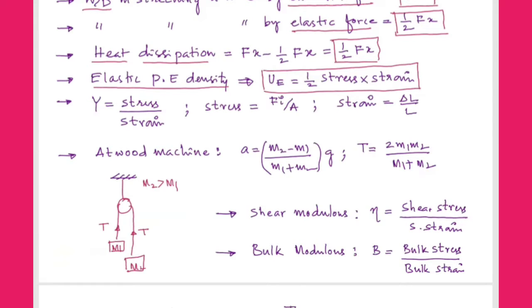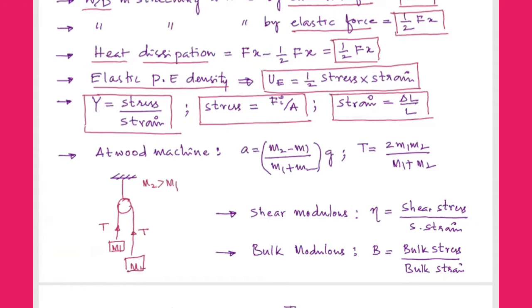Next, Young's modulus Y is equal to stress divided by strain. Young's modulus. So what is stress? Stress is nothing but internal force applied per unit area. So what is strain? Change in dimension per original dimension.